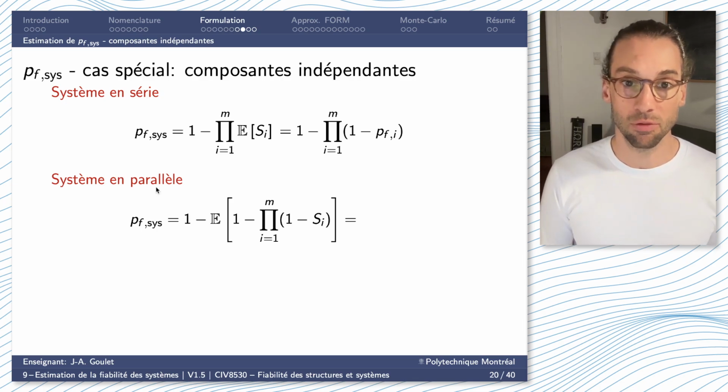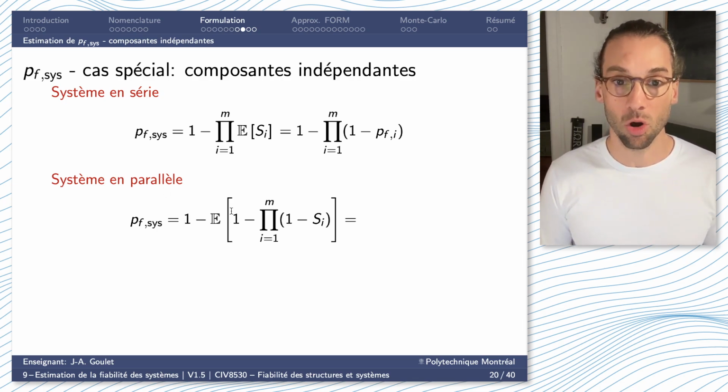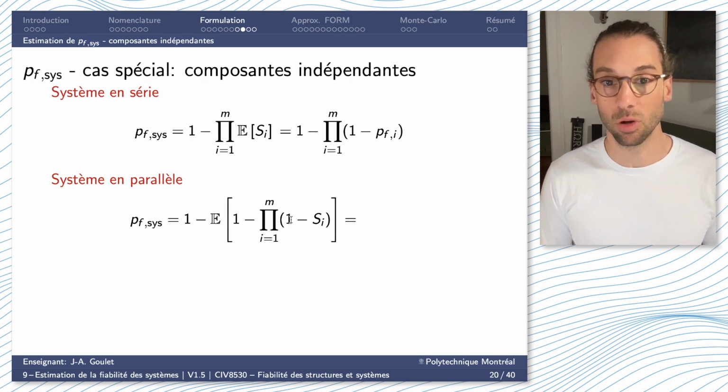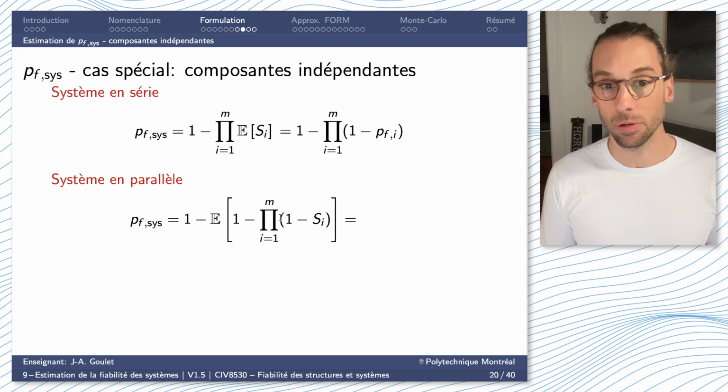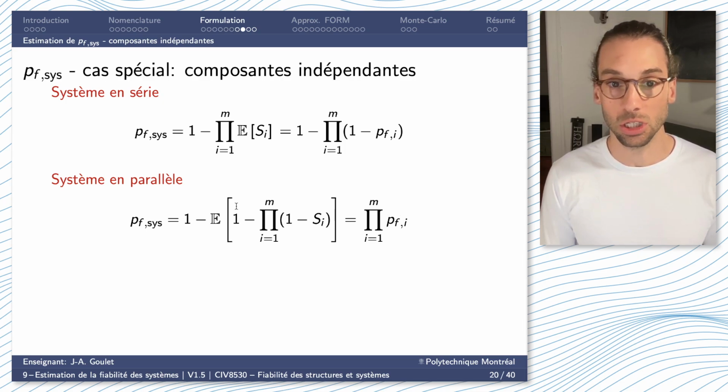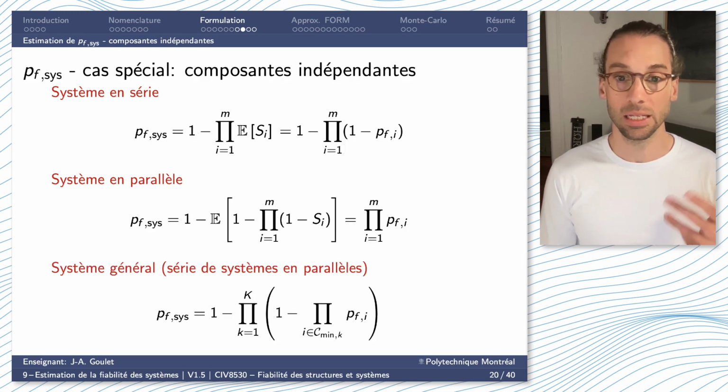We can do the same thing for a parallel system. That's going to be 1 minus the expectation of 1 minus the product of 1 minus Si. So I have 1 minus 1, that's going to cancel out. I'm going to have the expectation of the product of 1 minus Si. Si equals 1 for survival, 1 minus Si is going to give failure. So it's going to simplify to the product of my probabilities of failure for components. It's going to give me the probability of failure for my system.